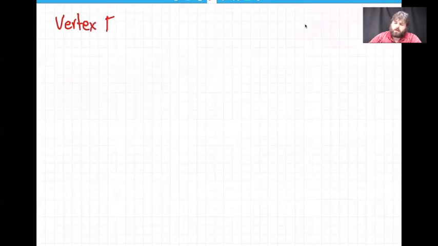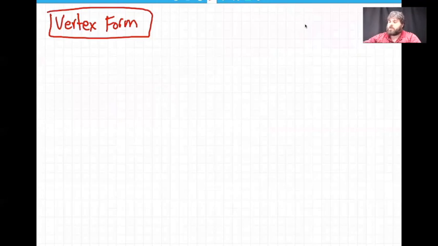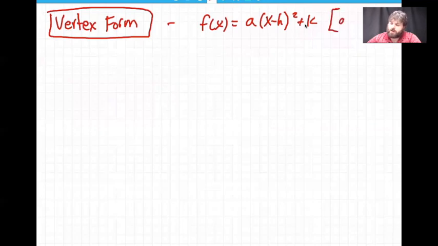The next form that we're going to talk about is vertex form. Vertex form looks like this: f of x equals a times x minus h squared plus k. In this form, there are 3 numbers. a, h, and k are numbers. And (h, k) is actually the coordinate of my vertex.